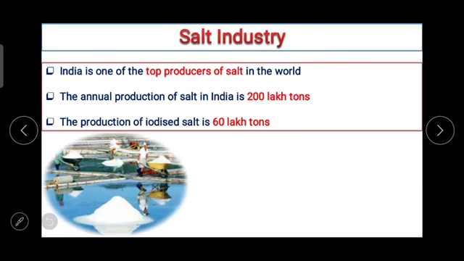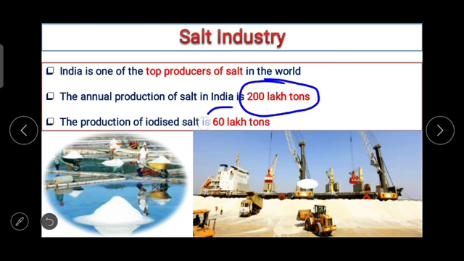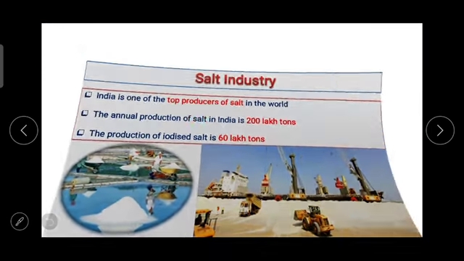So India is one of the top producers of salt in the world, and if we go through the numbers, then on the screen you can see the annual production of salt in India is 200 lakh tons. पूरे साल में इतना प्रोडक्शन होता है साल्ट का. The production of iodized salt is 60 lakh tons, and by this number you can understand the hugeness of the salt industry in India, or how big the salt industry in India is.